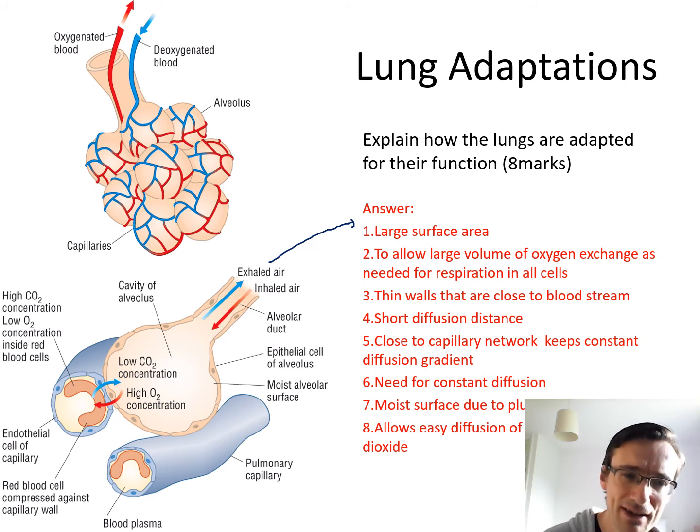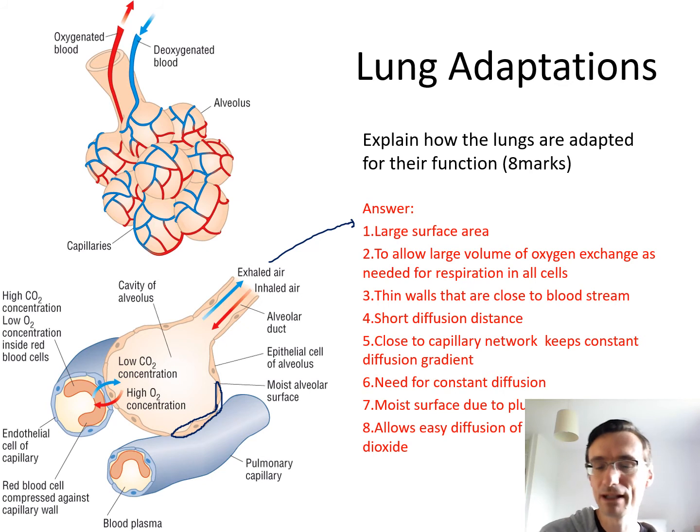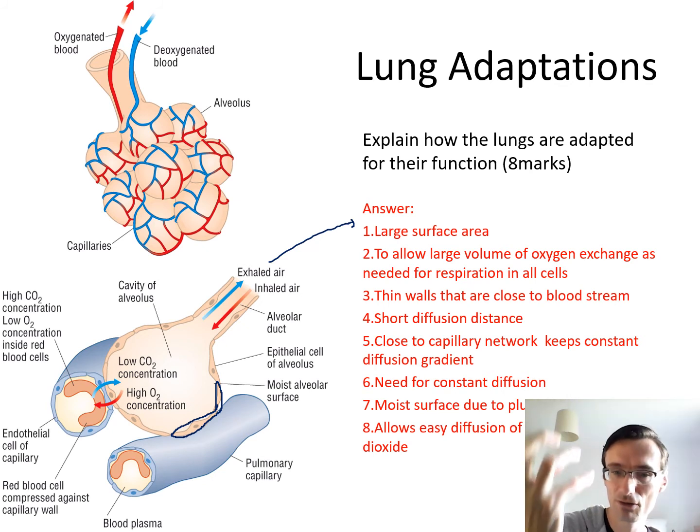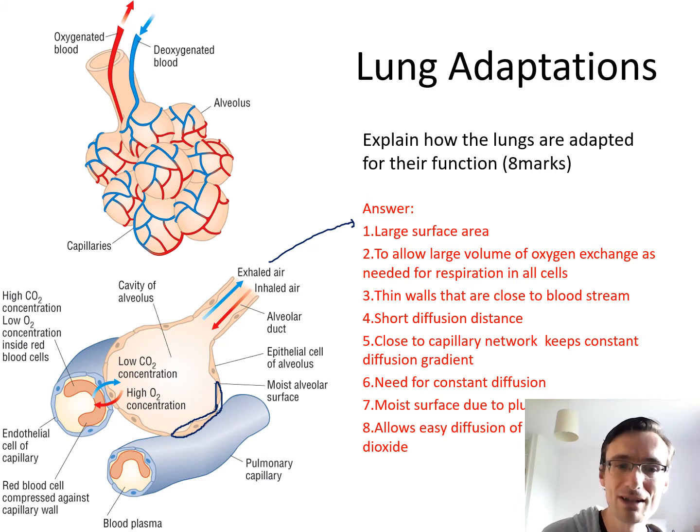Okay, you then need thin walls that are close to the bloodstream. So you've got this thin layer. We talked about pavement or squamous epithelial cells, these very thin cells here in the wall of the alveoli effectively. And that really gives a short diffusion distance. Okay, you've got a close capillary network which keeps a constant concentration gradient. So the blood comes in and it's always bringing in fresh carbon dioxide from the body. So you have high to low carbon dioxide, and as soon as the oxygen moves into the bloodstream, the oxygen is taken away, maintaining that higher concentration to a lower concentration.